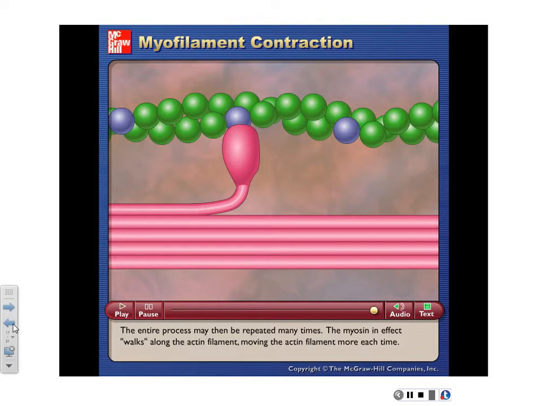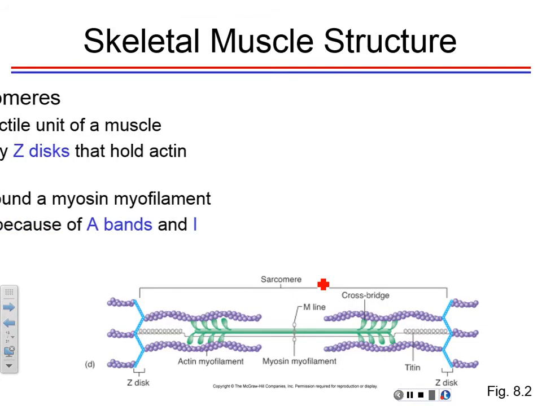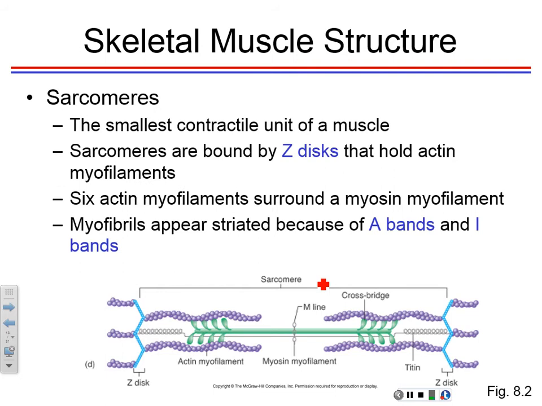All right, so moving right along. Remember, like I said, from one Z disk to the other Z disk is the contractile unit or the functional unit of a muscle cell, the smallest section that can contract. So it's called a sarcomere, and it starts from one Z disk to the other Z disk.